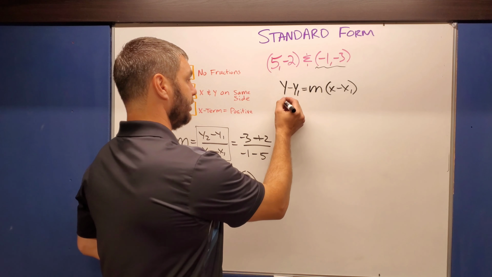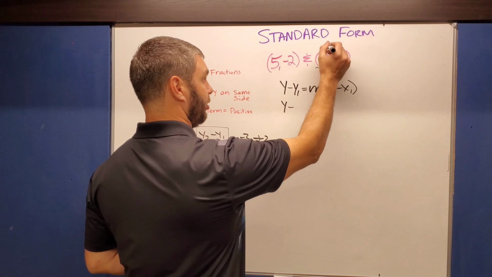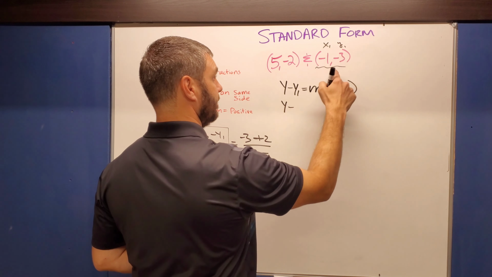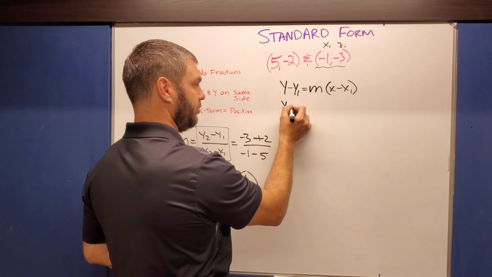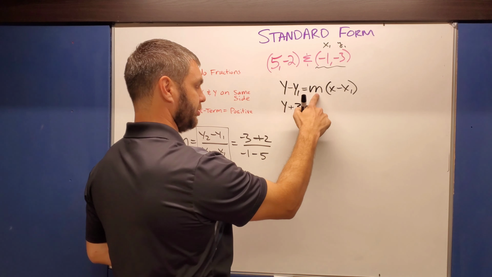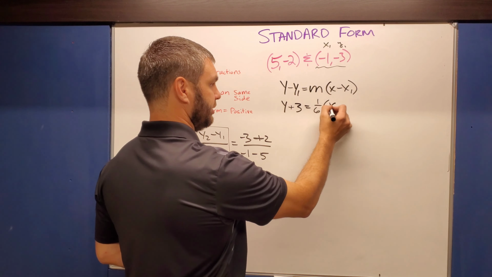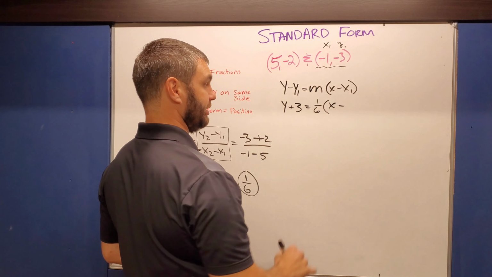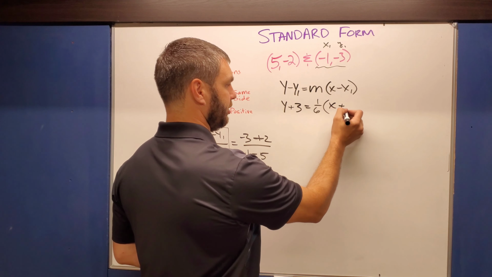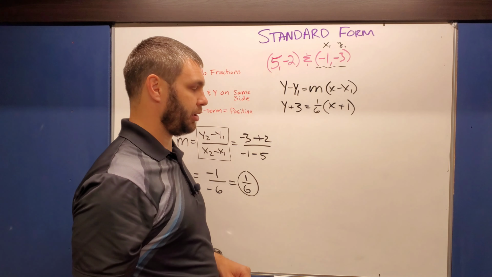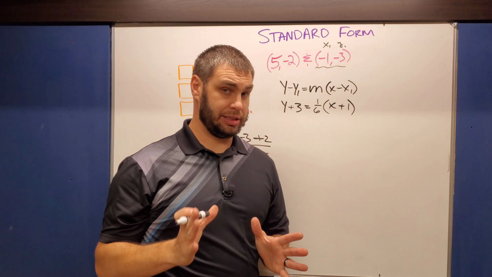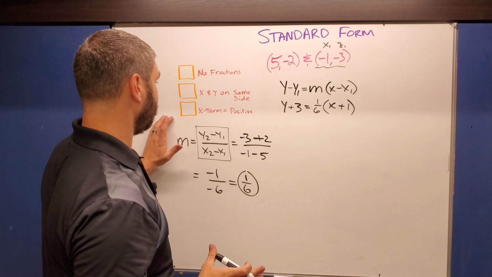Let's try it. This one is going to be y minus my y1. If I think x1, y1, it's going to be y minus -3, which is y plus 3, equals the slope that I found from earlier, 1/6, times x minus my x1, which is -1. x minus -1 is x plus 1.